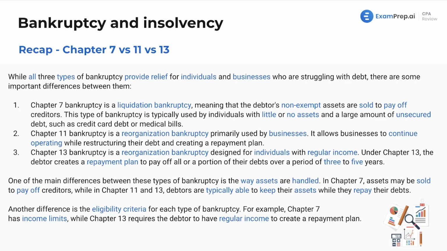One of the main differences between these types of bankruptcy is the way the assets are handled. In Chapter 7, as we saw, assets may be sold to pay off creditors, while in Chapter 11 and 13, debtors are typically able to keep their assets while they repay their debts. Another difference here is the eligibility criteria for each type of bankruptcy. For example, Chapter 7 has income limits, while Chapter 13 requires the debtor to have regular income to create a repayment plan. Lots of wonderful stuff here.